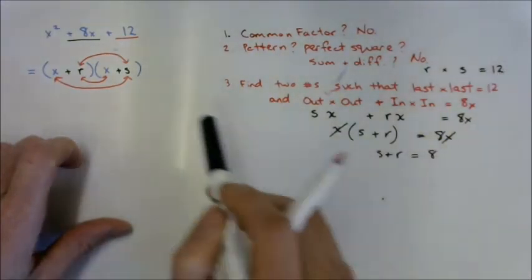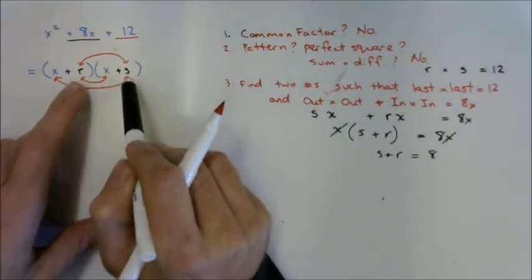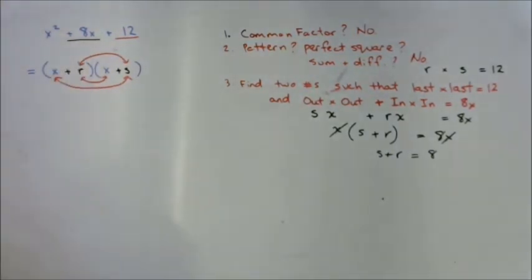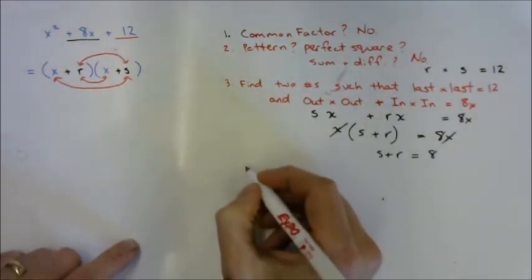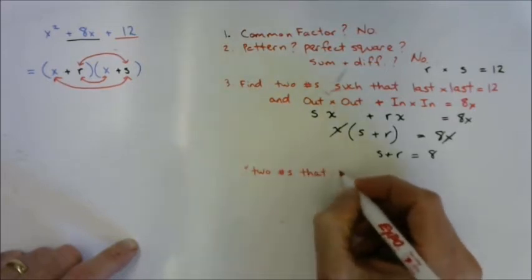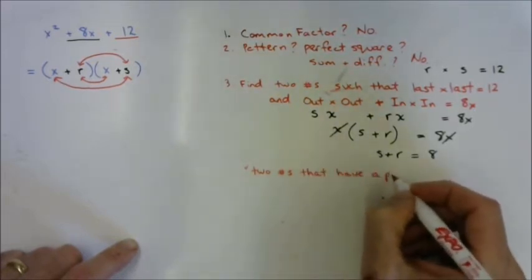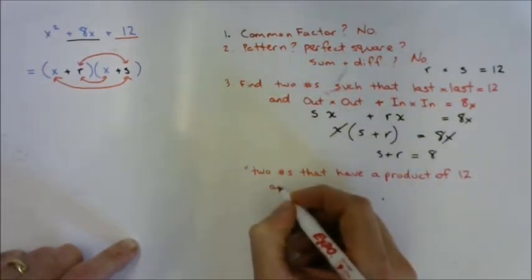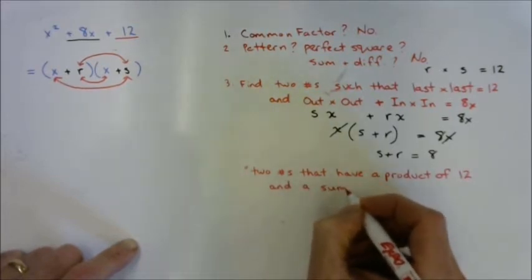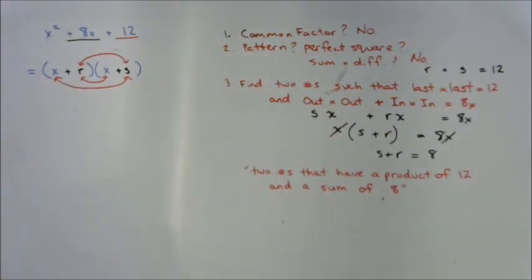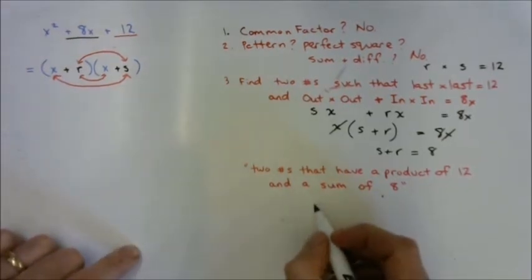And those 12 and 8 come right from our original equation. Two numbers that have a product of 12 and a sum of positive 8. I'm going to write that down, okay? So we're looking for two numbers that have a product of 12 and a sum of 8. And so that's where we get the idea of a sum and product chart, or a product and sum chart. I'm going to run through that now.